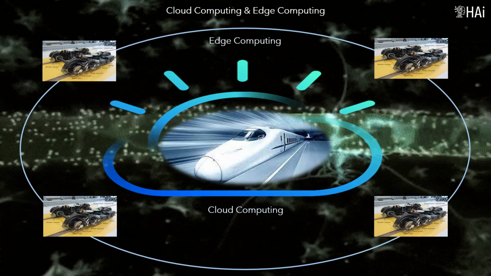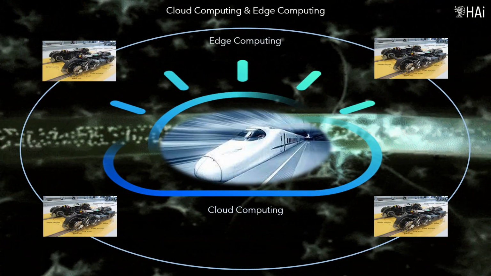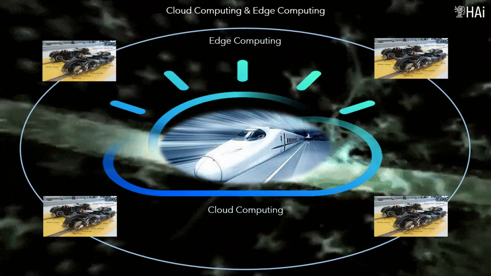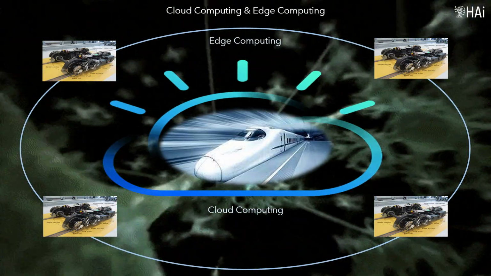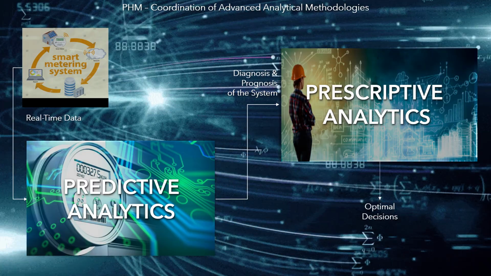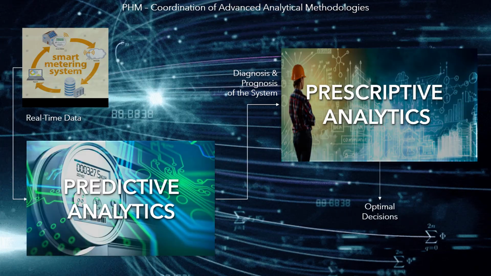But at the level of industrial equipment maintenance, network integration happens at the level of cloud computing, or core computing, and edge computing. The central computer with the control software can be in the wagon that controls the train, or in the cloud. The course introduces the integration of predictive analytics and prescriptive analytics to produce optimal maintenance plans.